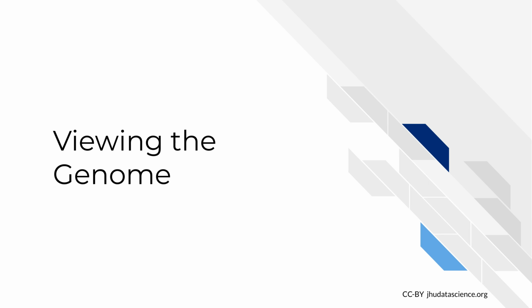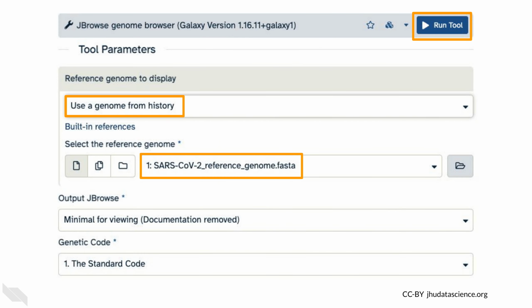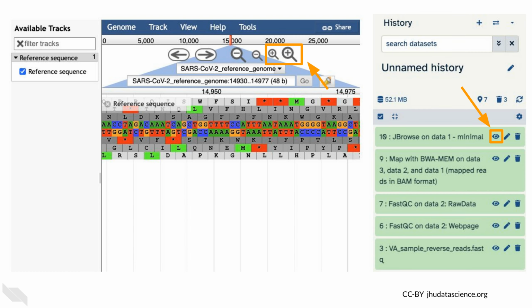Once your alignment has completed successfully, you are ready to take a look at the genome. Scroll down in the Tools menu. Under Statistics and Visualization, expand the Graph, Display Data menu. Scroll down to find JBrowse Genome Browser. Then, click on Use a Genome from History on the first drop-down menu. Make sure the reference genome FASTA file has been selected underneath. Click Run Tool. Once JBrowse has finished, click the eye icon next to the analysis.